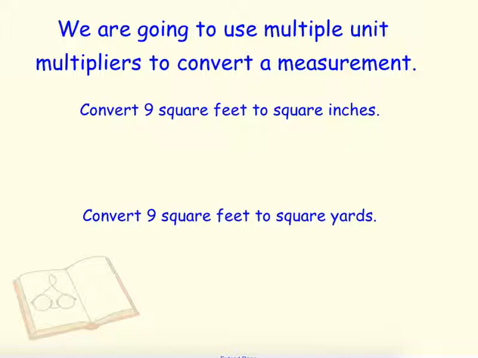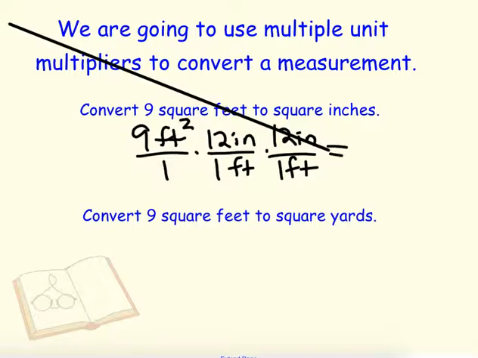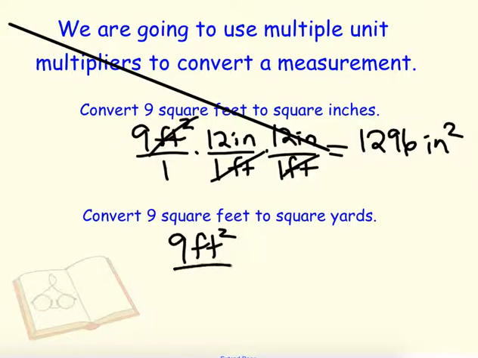All right, I'm just going to do these last few pretty quickly. 9 square feet to square inches. Well, if I have 9 square feet, I'm going to use my conversion of 1 foot to 12 inches twice. And I multiply 9 and 12 and 12, and I believe I get 1296. Well, the feet go away, so I don't have feet squared anymore. I have inches squared.